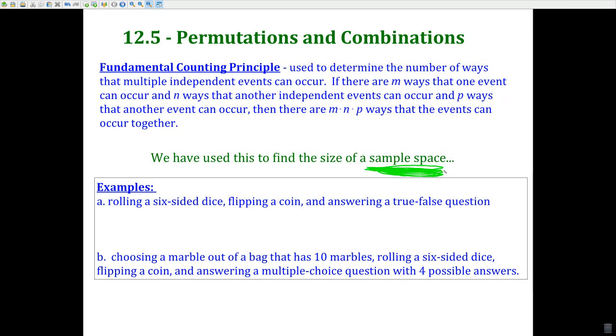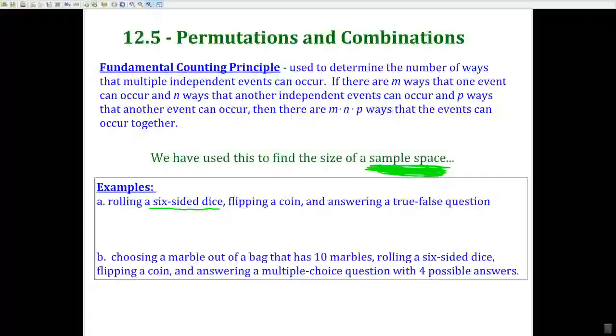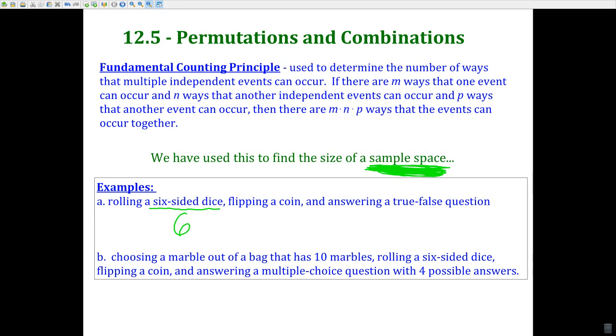That's all we're doing. We've done that before, but we are starting to make it a little easier with this. How many different ways can you roll a six-sided die? 6. 1, 2, 3, 4, 5, 6. Flipping a coin. Heads or tails? 2 different ways. Answering a true-false question. True or false? Would be 2. So how many possible outcomes are there? 6 times 2 times 2 is 24. Great. That's it. That's all we need to do.